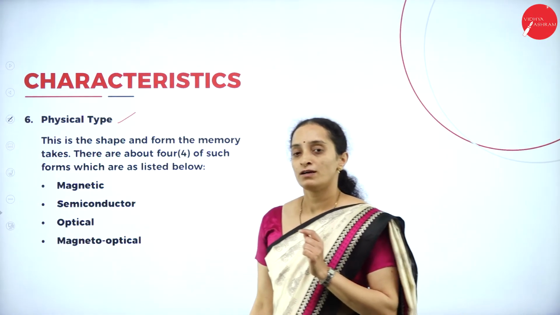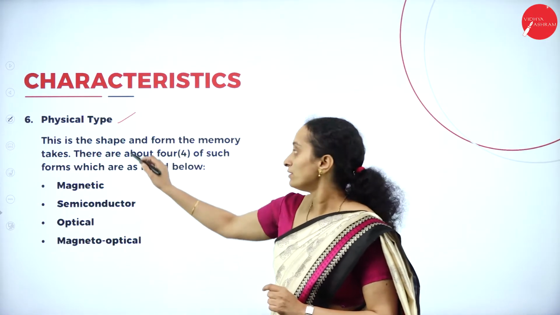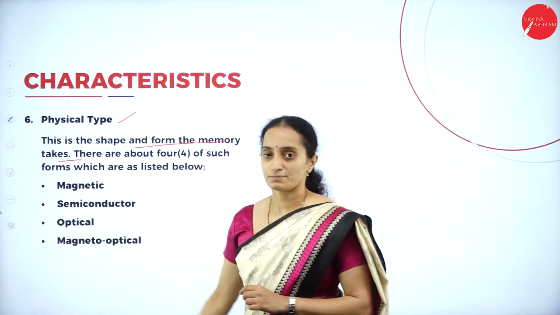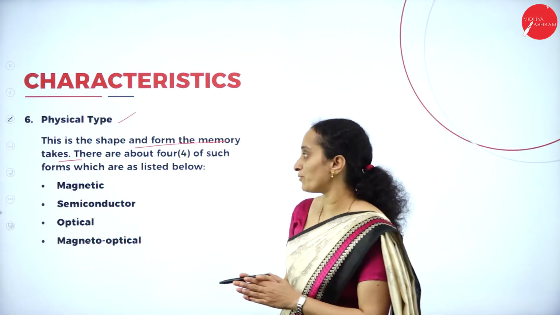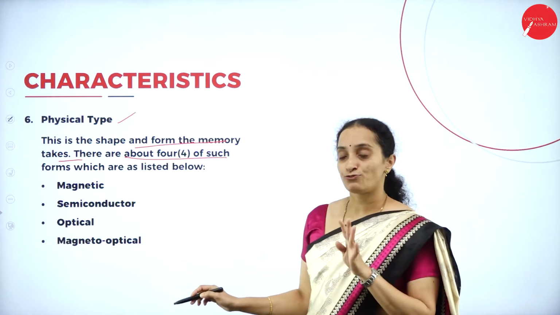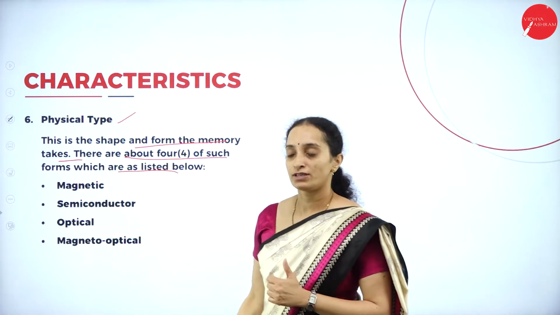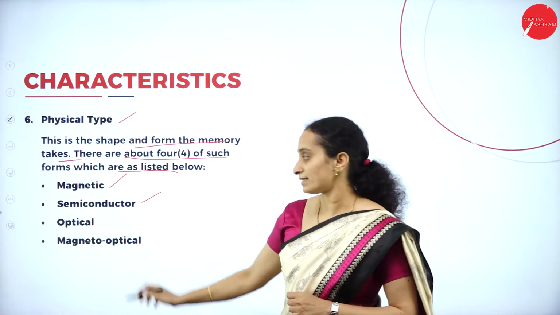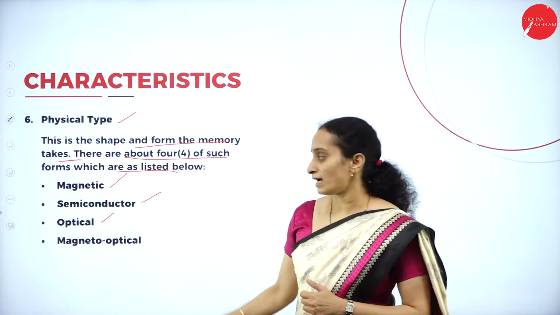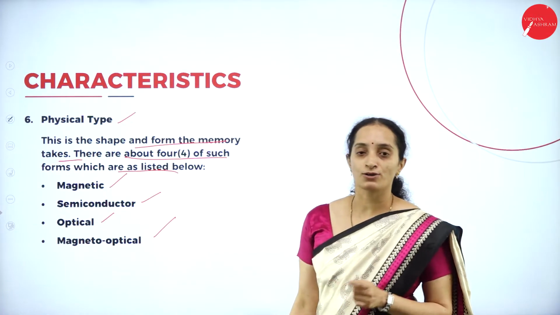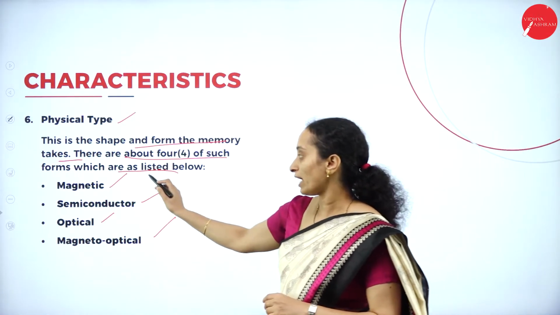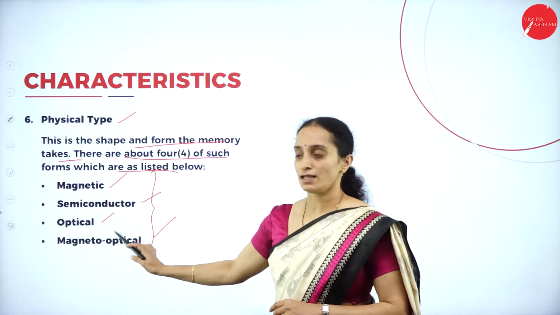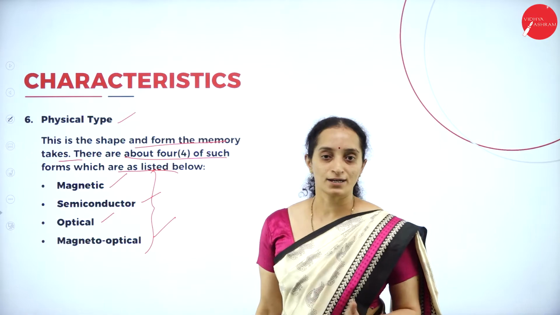What kind of memory types can you have? This is the shape and form the memory takes. There are about 4 forms we can list out. One is the magnetic type, another is the semiconductor type, third is the optical type, fourth is the magneto-optical type. We have 4 types of memories: magnetic, semiconductor, optical and magneto-optical.